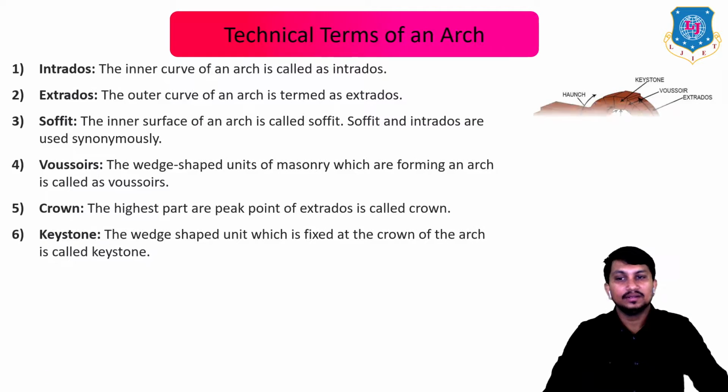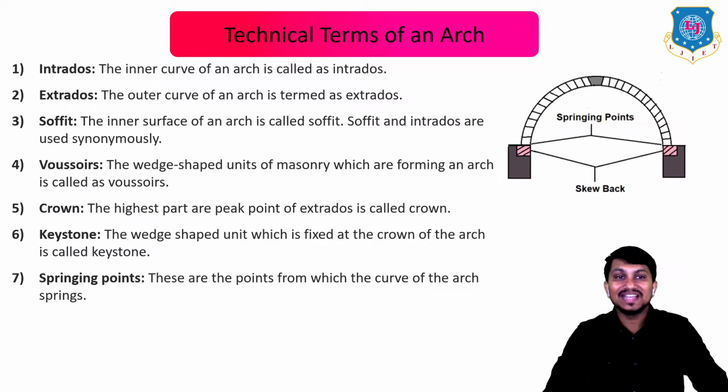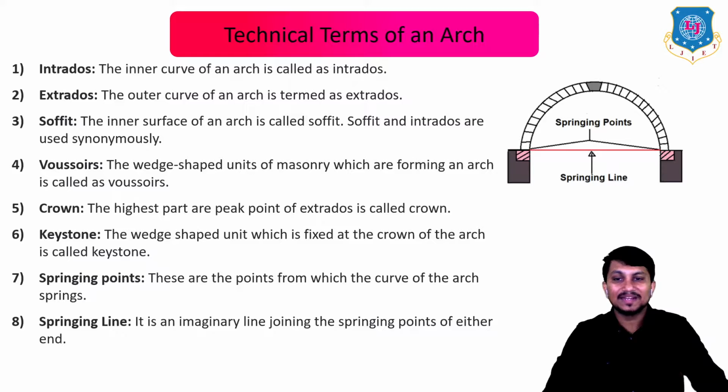Next is springing points. These are the points from which the curve of the arch springs. You can clearly see springing points here at both the ends. Next is springing line. It is an imaginary line joining the springing points of either end. This horizontal line is called the springing line.